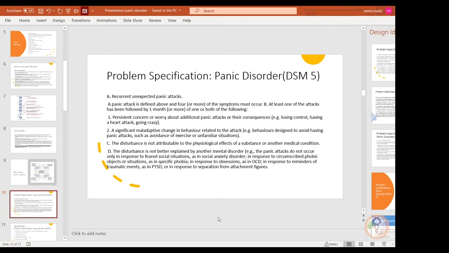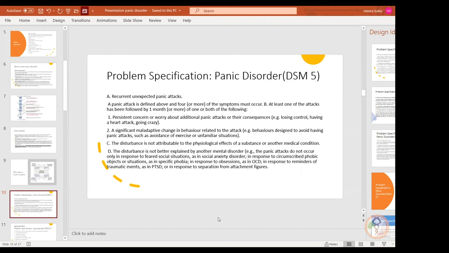First, persistent concern or worry about additional panic attacks or their consequences: losing control, having a heart attack, or going crazy. These are the things that people think about. Having a heart attack, going crazy, going mad. Imagine when people are going through depersonalization or derealization, it is a very difficult sensation to feel, and therefore they might think that is madness, that that is what madness looks like. People make sense of what going crazy looks like in that way, because they don't know what it is.